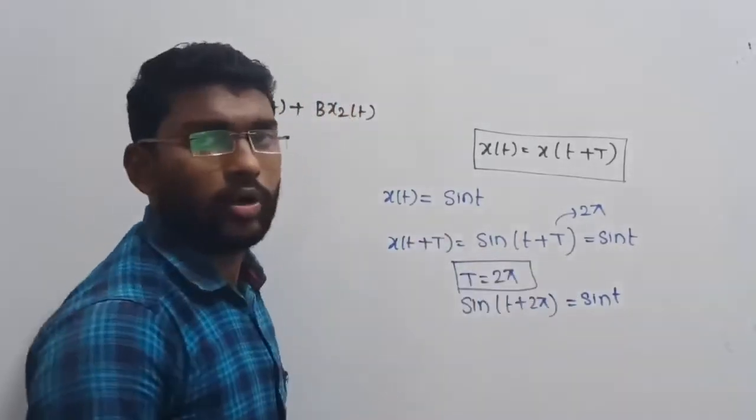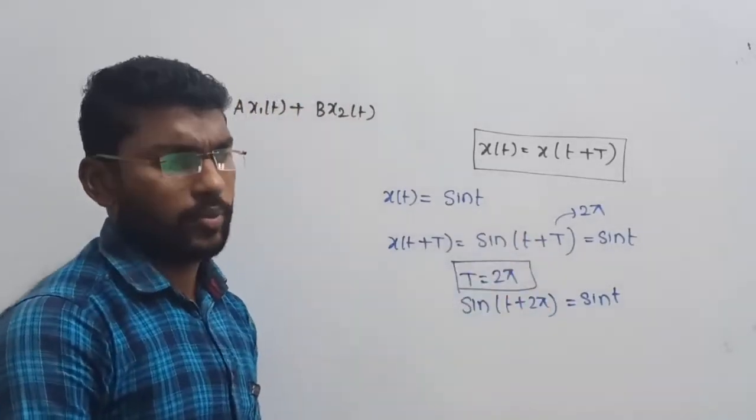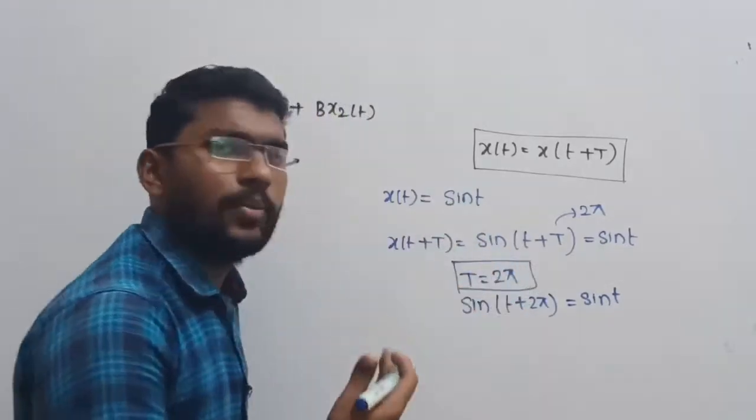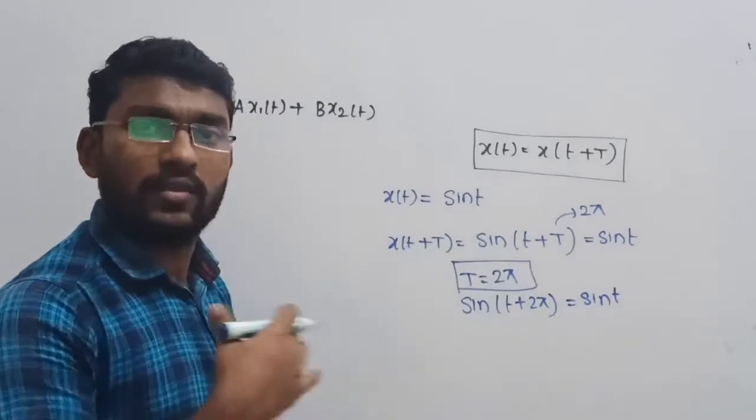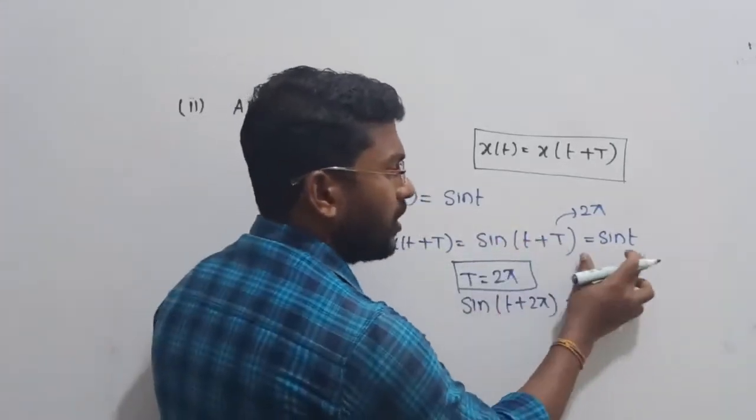Now, with sin of t plus t, you have to check whether this signal is periodic or aperiodic, right? So sin of t is periodic in the sense it has to repeat. When will sin t repeat? After 2 pi it will repeat itself. That we know. So we are testing, substituting t equal to pi, to check whether it repeats.